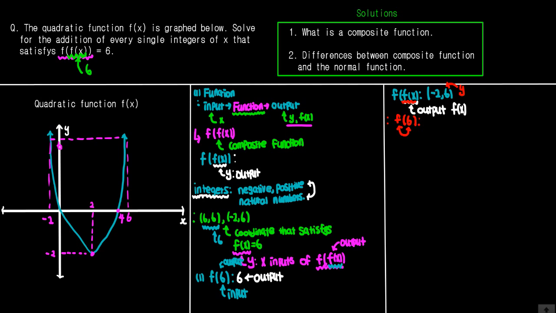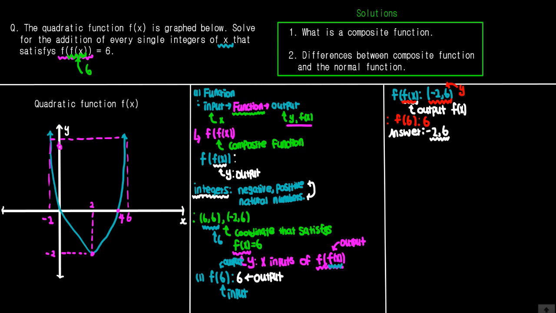So if we input the 6, it still gives us this 6. So the output of our function will still be 6. So our negative 2, 6 also satisfies our function. The question is trying to tell us to find every single integer of x values, not our y values. So our answer for this question is going to be negative 2 and then 6.